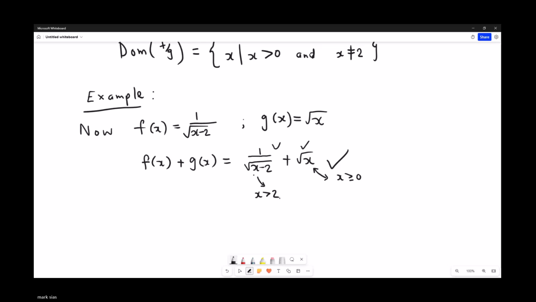Because it's a square root graph, the square root function, it's positive or zero. But if it is zero, then we divide by zero, so we cannot have it equal to 2. Great, thanks for that.